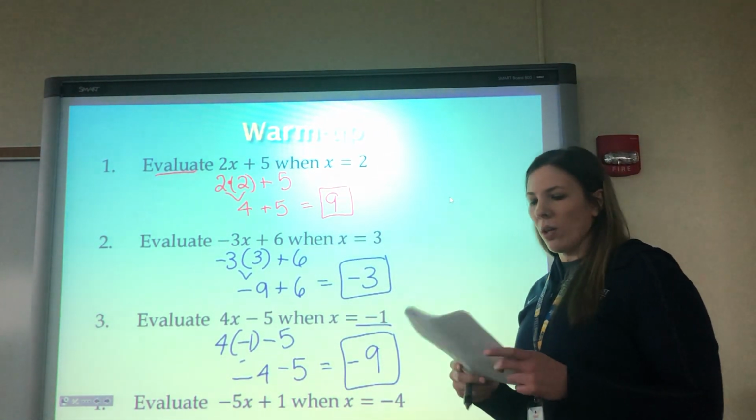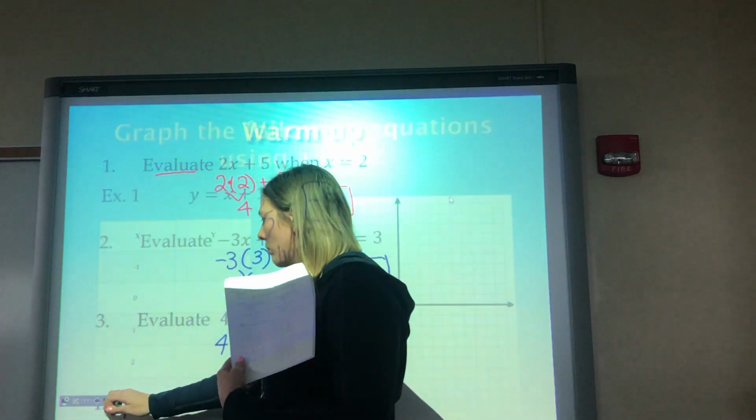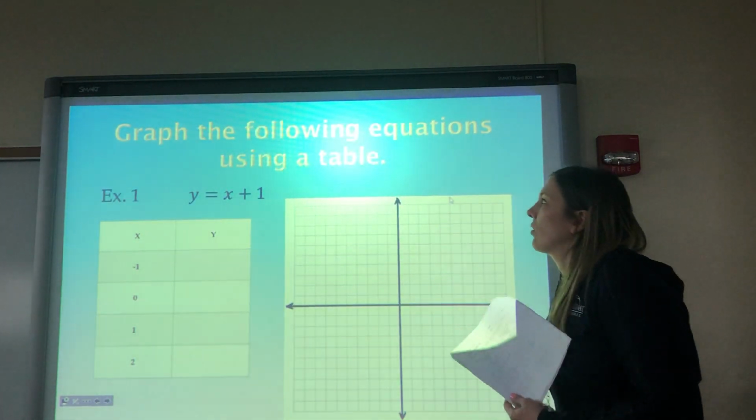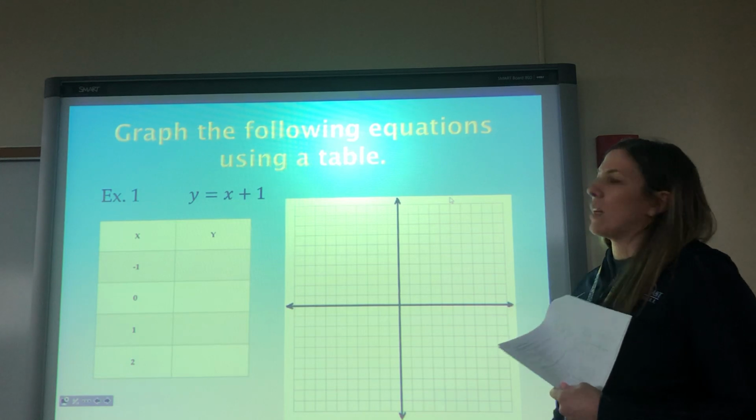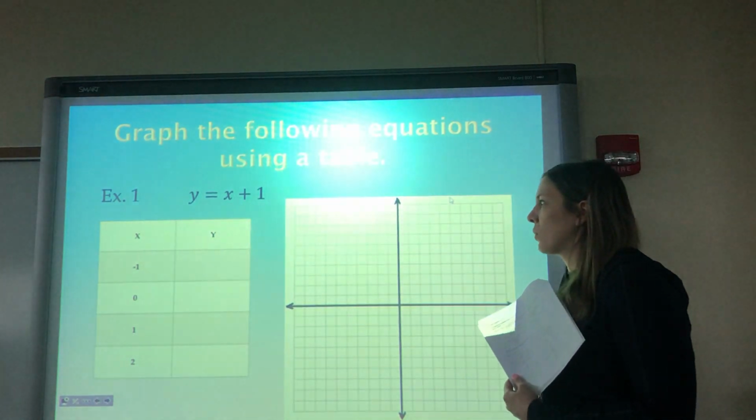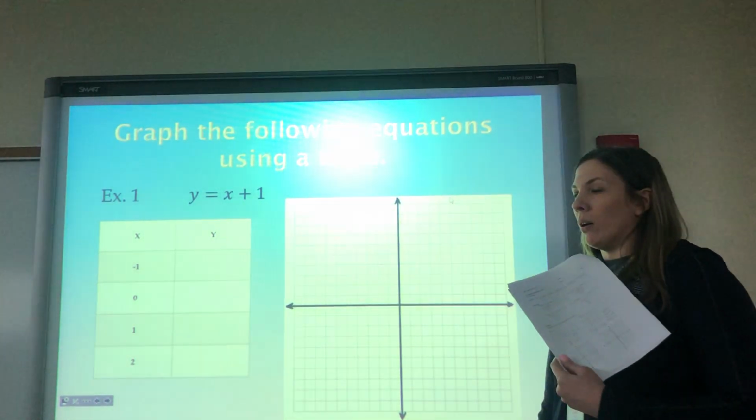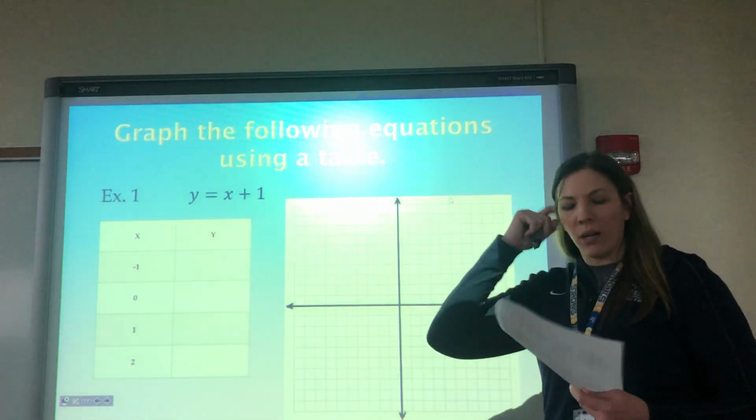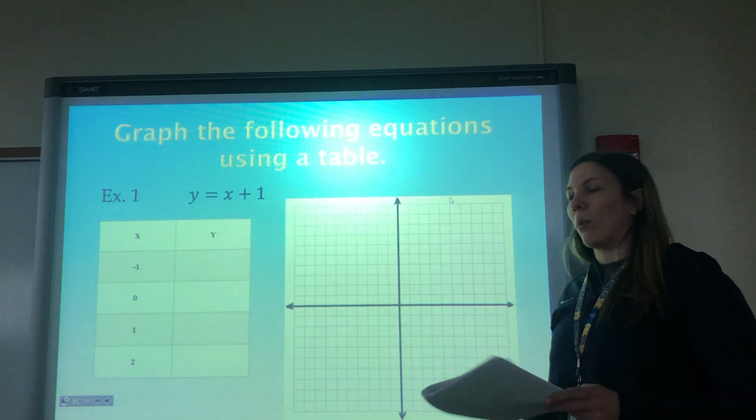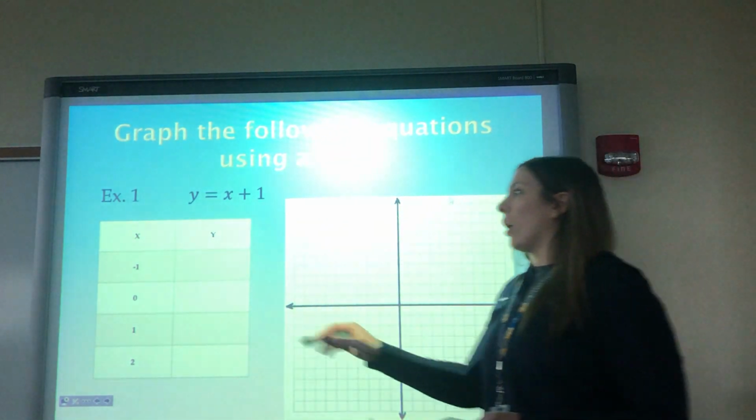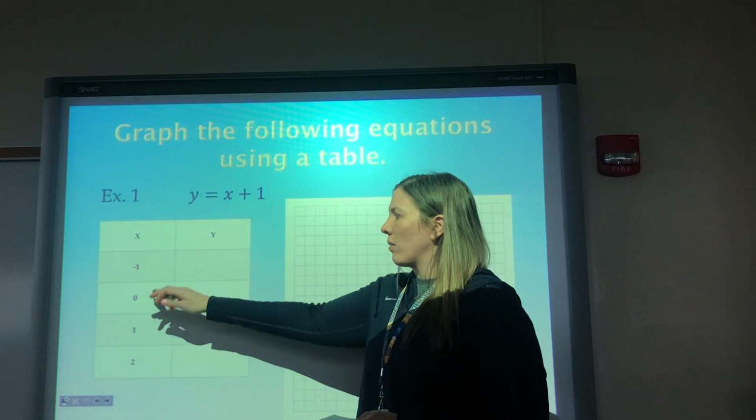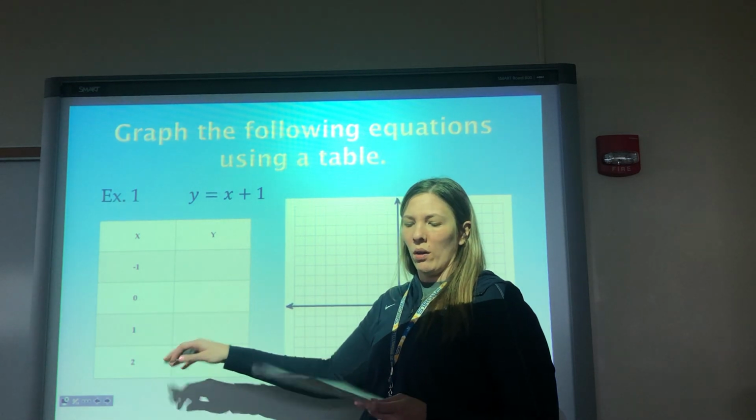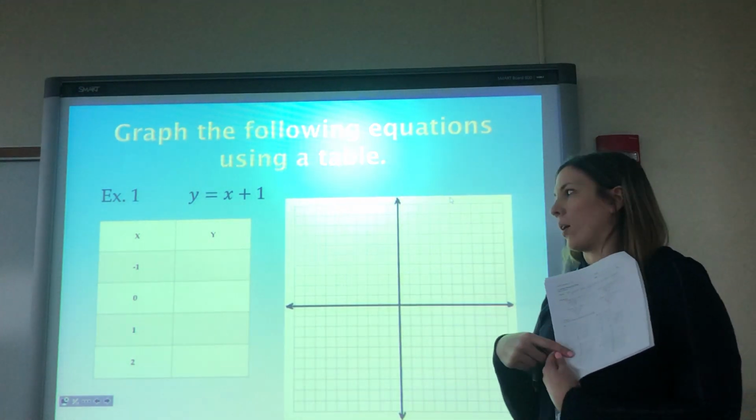Okay, so if you look down here for example number 1, it's graph the following equations using a table. So y equals x plus 1. So if you remember, sometimes the table will already be filled out for the x values that we want you to use. Sometimes if it's blank, then we're always going to use -1, 0, 1, and 2. So for this first one, it was already done for you.